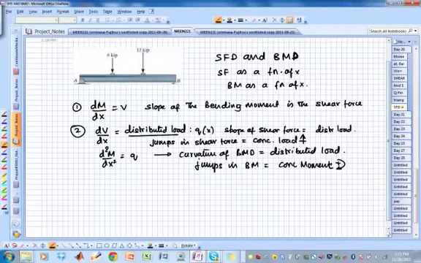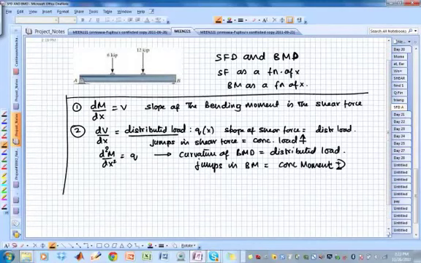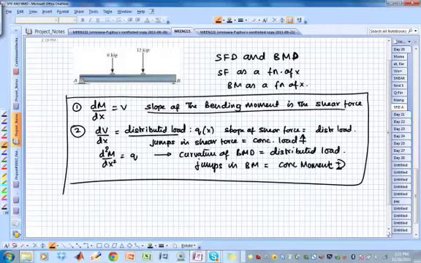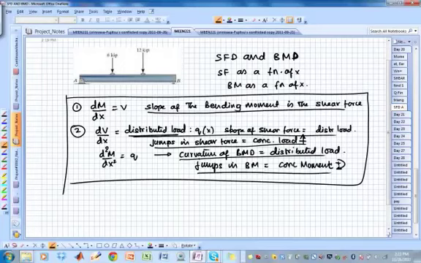Once we have these rules, I want you to remember: don't memorize the equations, memorize the words. I really want you to memorize these things because this will help you very much. Slope of the bending moment is the shear force. Slope of the shear force is the distributed load. Jump in the shear force equals concentrated load. Jump in the bending moment equals concentrated moments. Clockwise positive. Okay, so let's see how this works.